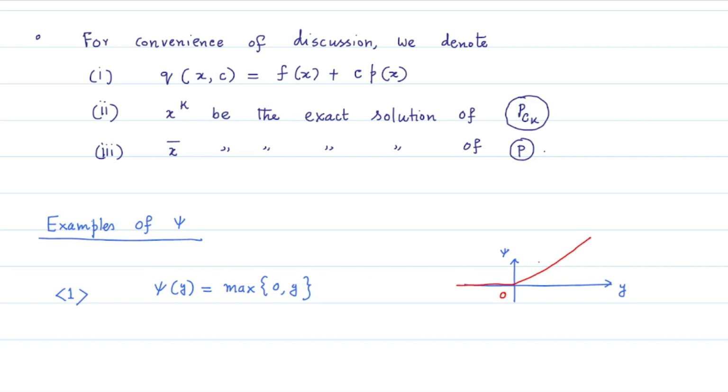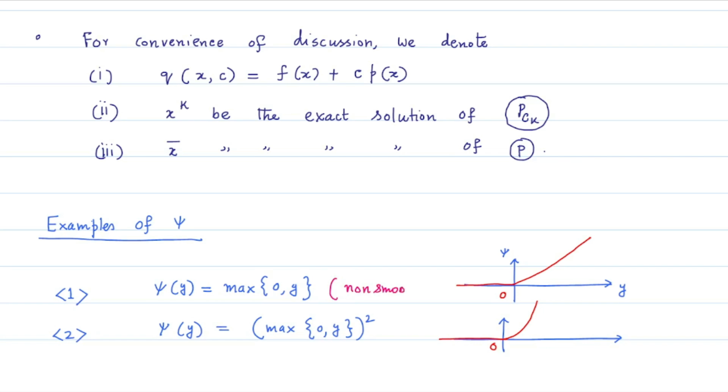But here we notice that this graph is non-smooth. It has a non-smooth point, the point y equal to 0. In order to get a smooth graph, we can just consider the square of this expression, that is, maximum of 0 and y, squared. Accordingly, you will find that the graph of the second expression of psi is 0 on the left of 0, and after 0 it is a smooth graph. Unlike the non-smooth point before, the point y equal to 0 is smooth for psi y given by the square of maximum of 0 and y. So the first expression gives us an example of non-smooth psi, while the second example gives us a smooth one.